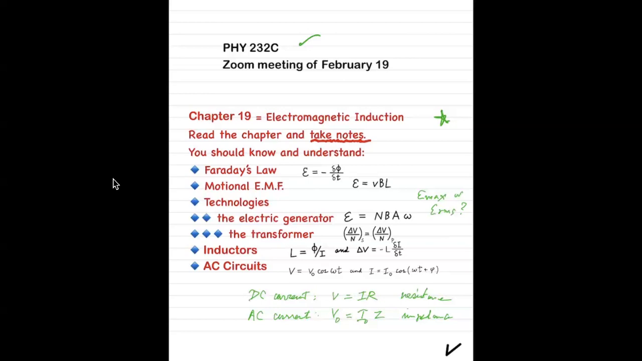to 1831 by the great Michael Faraday, that when a magnetic field changes, there must be an associated electric field. Or we could write it in terms of the electromotive force, the EMF, around a circuit. So the EMF around a circuit is the rate of change of the magnetic flux through the surface.